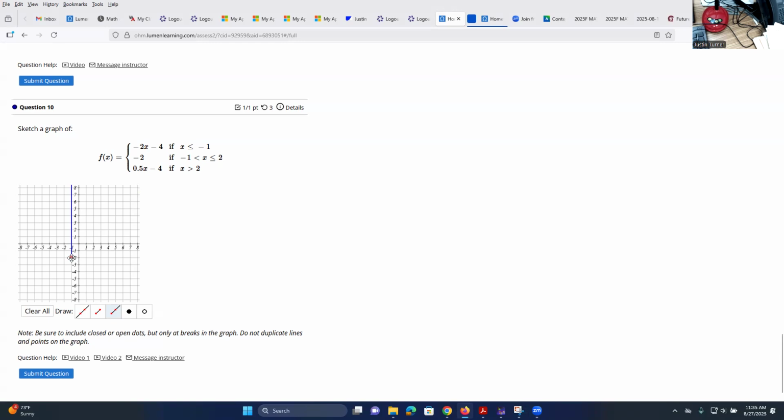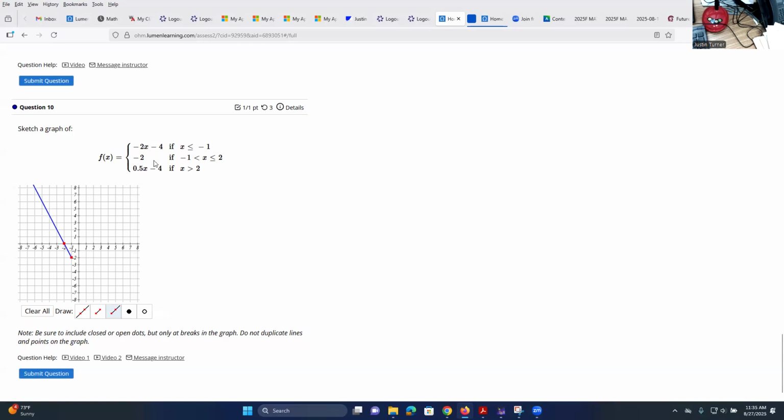Now, what is the slope of this line? It's negative 2. So if I go to the left 1 and up 2, that's the ray we're looking at. Now, the next part of the piecewise function starts at negative 1, negative 2, and so I don't need to make any comment on the endpoint there.